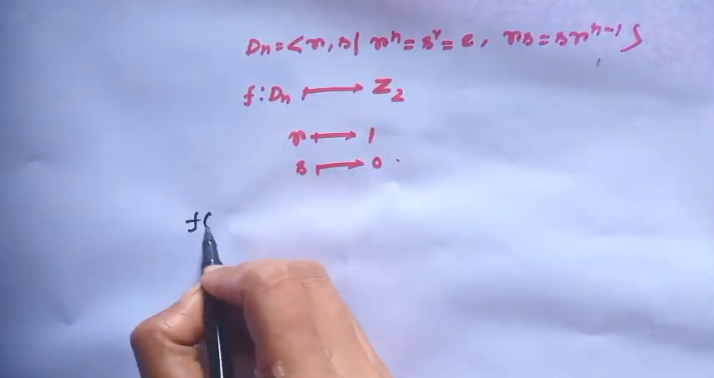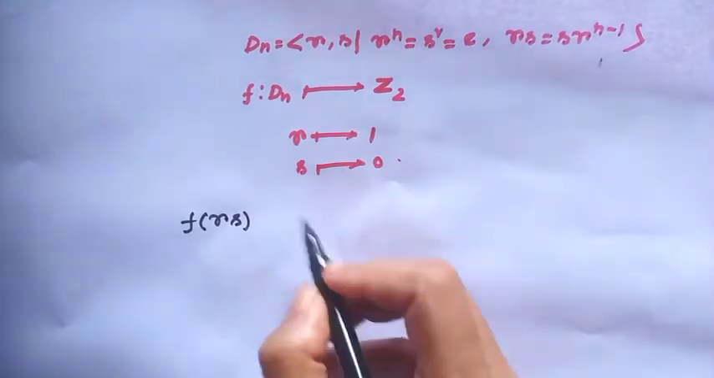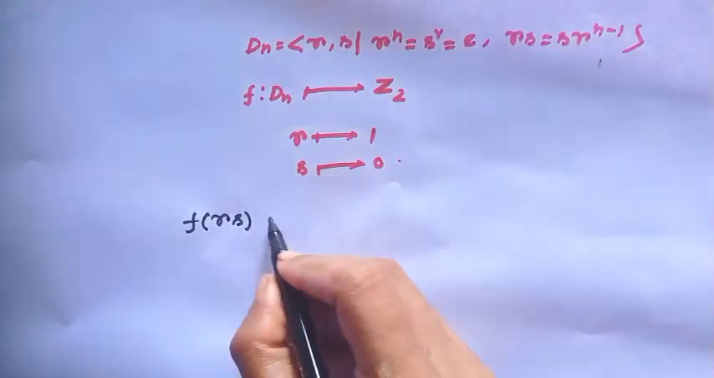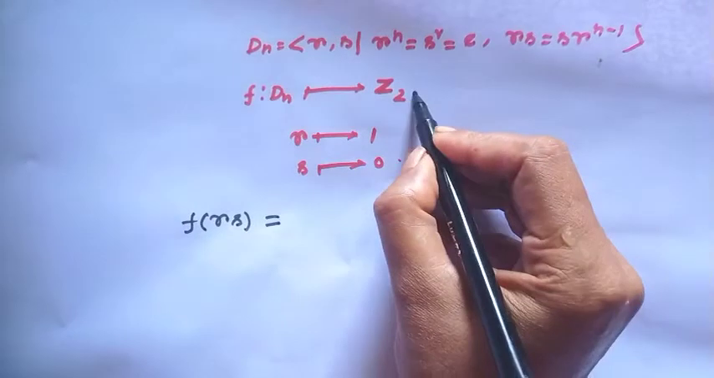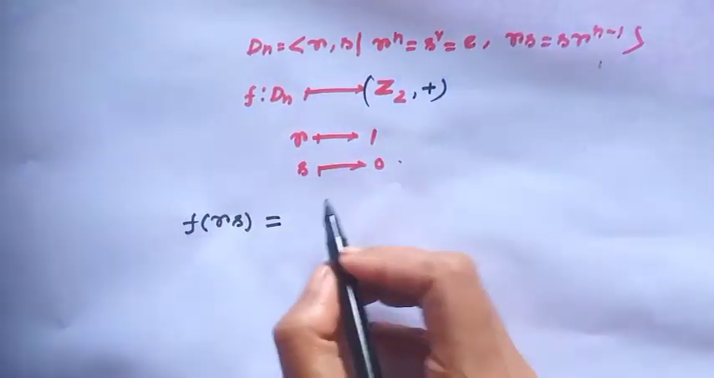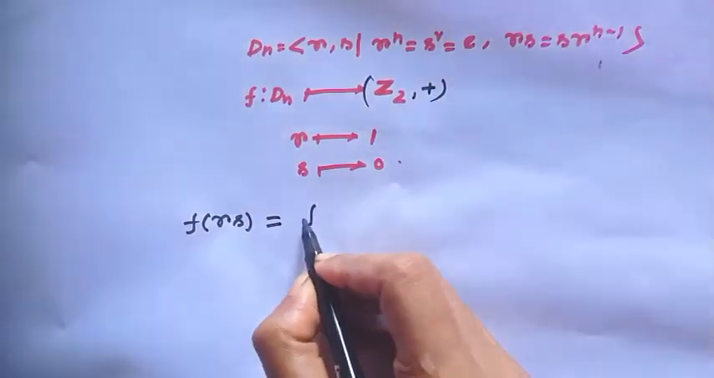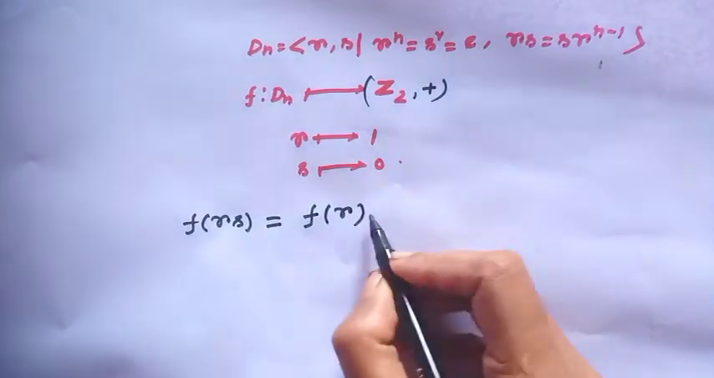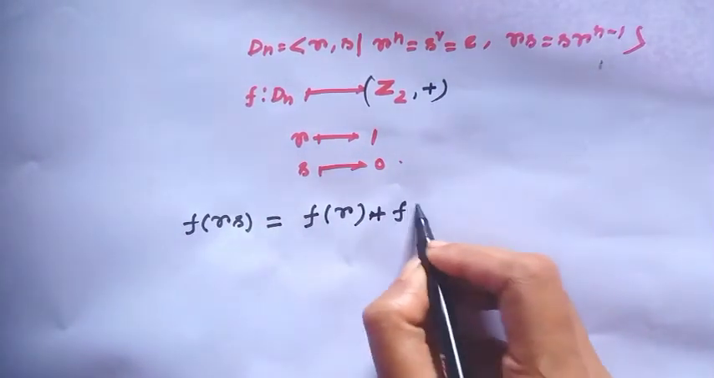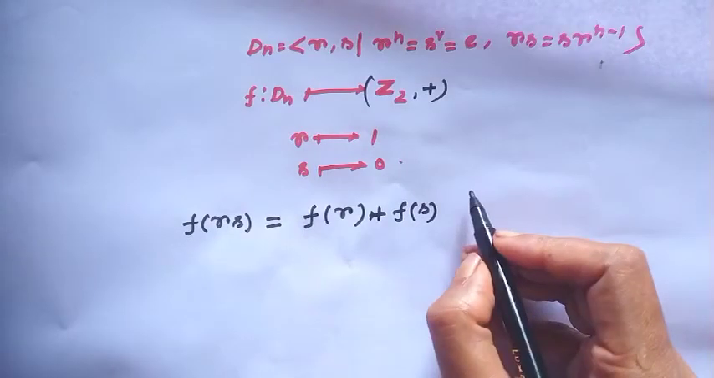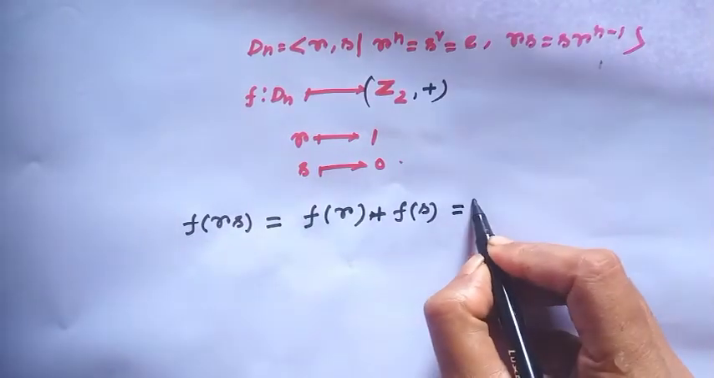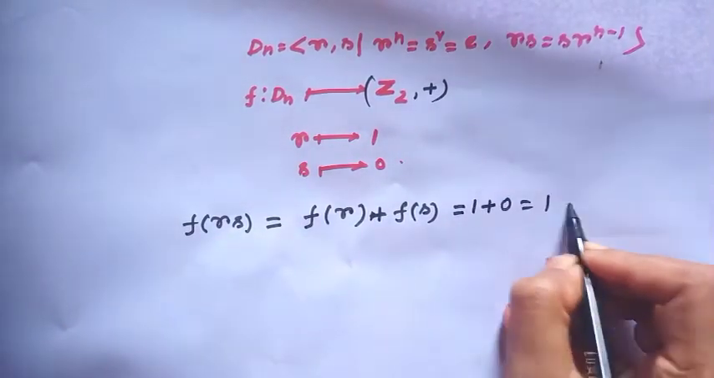f of rs equals, since here the operation is addition, by the property of homomorphism, this is equal to f(r) plus f(s), and this is 1 plus 0, equal to 1.